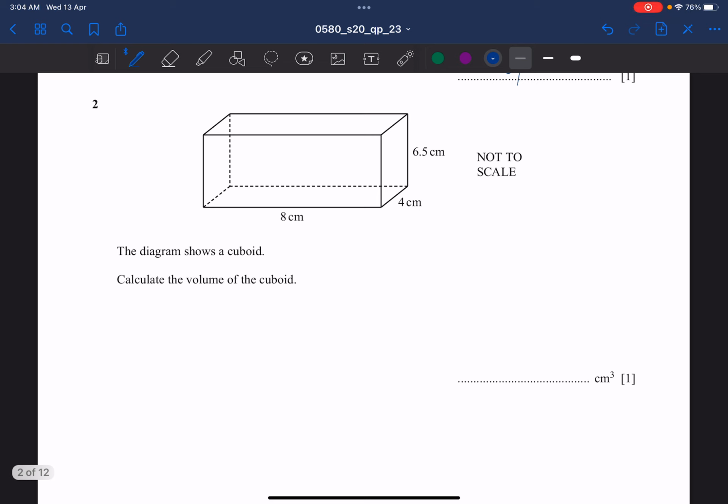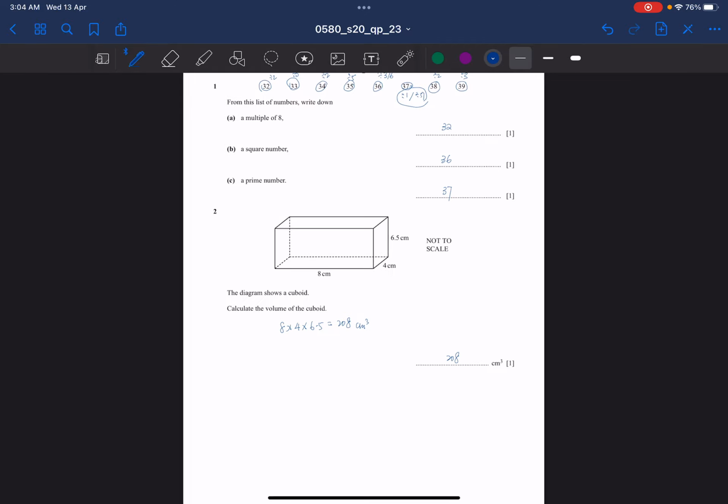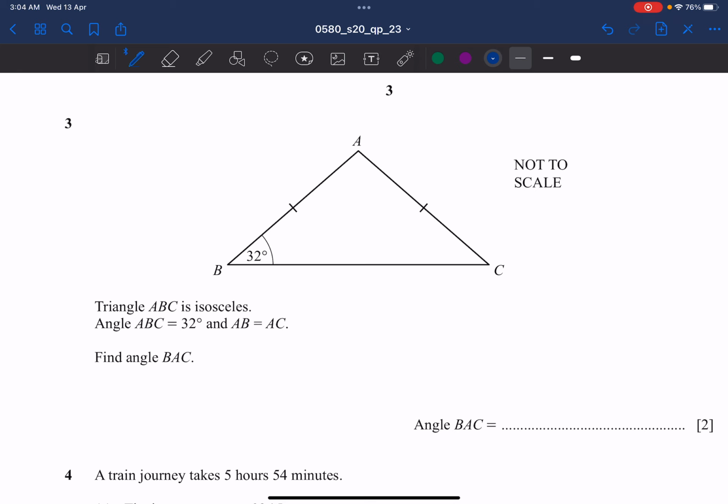Number 2, the diagram shows a cuboid. Calculate the volume. So volume is just multiplying all 3 dimensions. So you get 208 cm cubed. So 208 here.